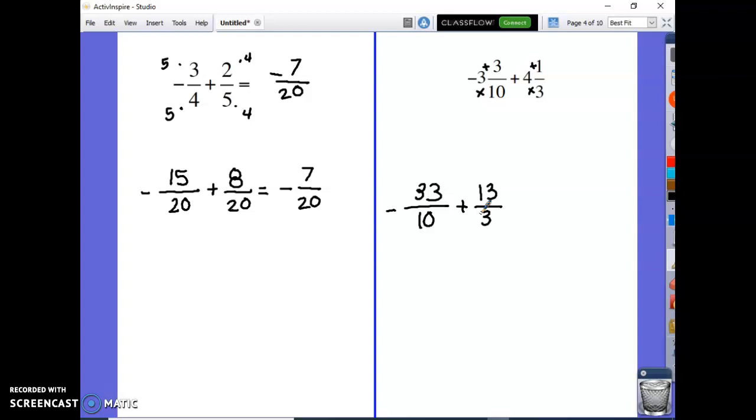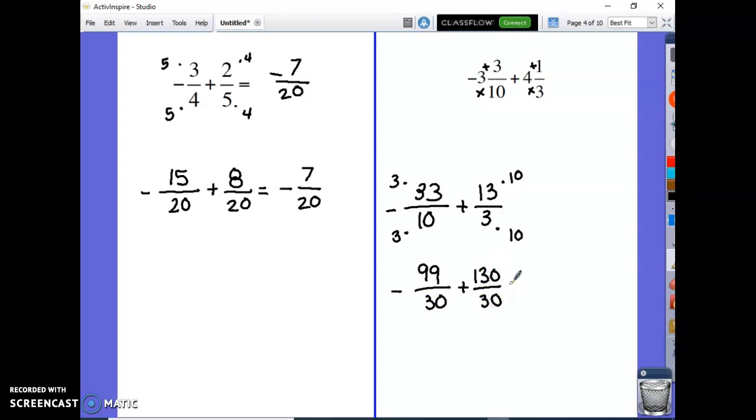Now we have to go and get common denominators. So what is the least common denominator? It's 30. How do we get 30 over here? Well, we multiply 10 by 3. And over here, multiply 3 by 10. And whatever we do to the denominator, we must do to the numerator. When we do that, we end up with 33 times 3 is 99 over 3 times 10 is 30. Negative. Add 13 times 10 is 130 over 3 times 10 is 30.